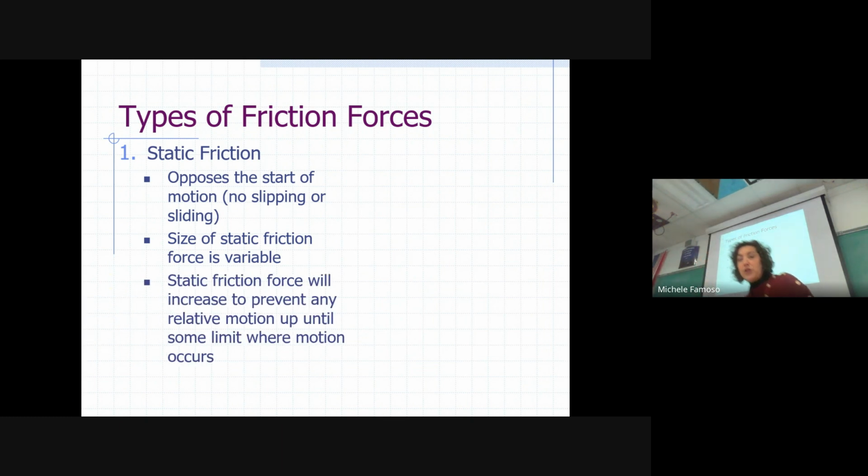So static friction is going to increase up to the point to prevent relative motion. And that limit where the motion occurs is called the threshold of motion. And we'll make a graph for that in just a minute.